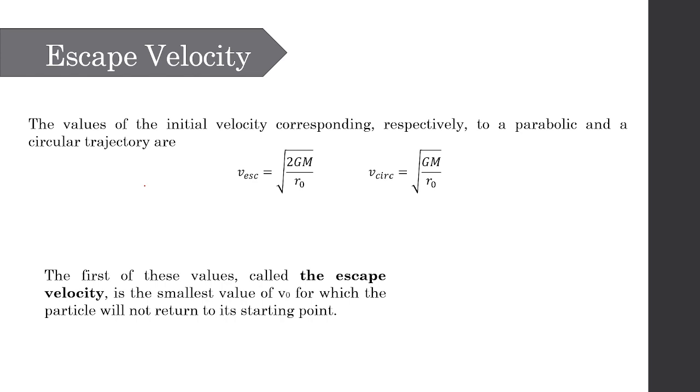Escape velocity. This is the velocity needed to escape the gravitational force. The first of these values is called escape velocity. It is the smallest value v0 for which the particle will not return to its starting point.